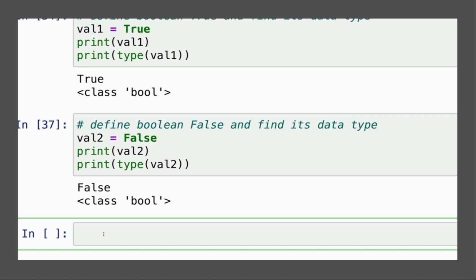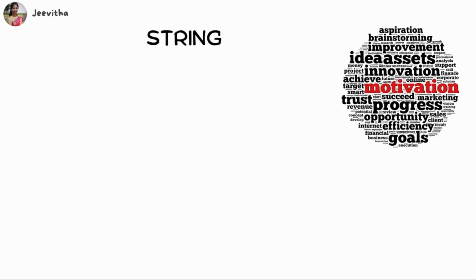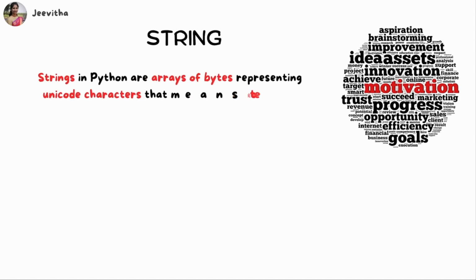Hope it's clear. The next type of data type is string. Strings are very important in Python. Strings in Python are basically arrays of bytes representing Unicode characters or a sequence of characters, that means text kind of data. It can be a word, it can be a sentence, or it can be a paragraph kind of text. We call that a string.